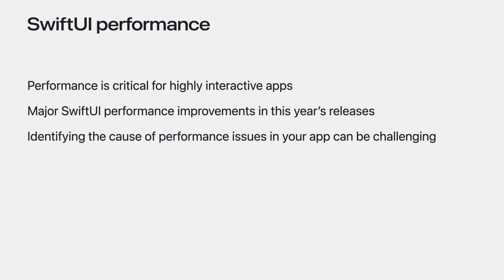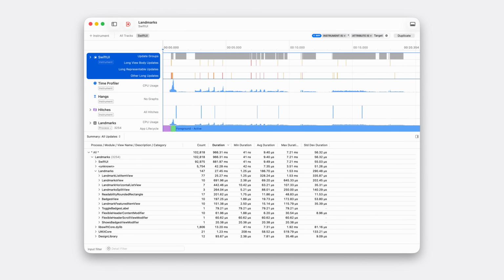Even with these improvements, your app still might not be performing as well as you'd like it to, and you'll want to find out why your views are updating frequently. To help with that, the next generation SwiftUI instrument included with Xcode 26 captures detailed information about the causes and effects of SwiftUI updates. This makes it easier than ever to understand when and why your views update.